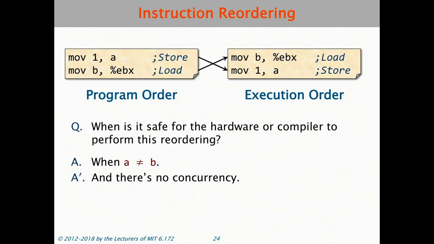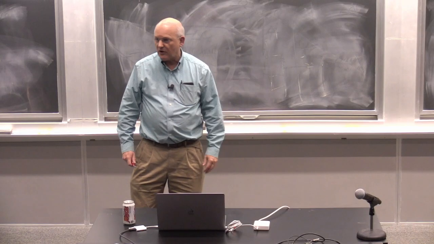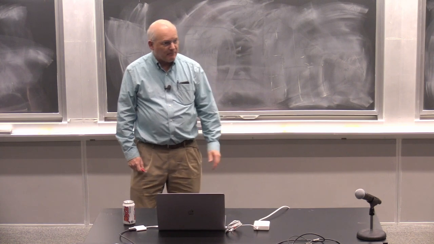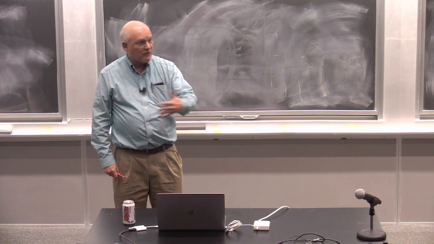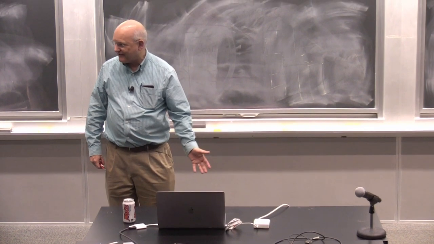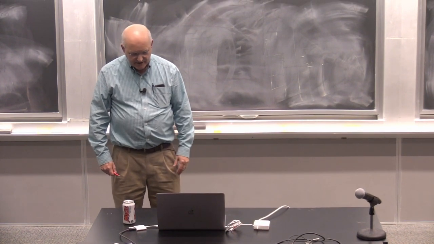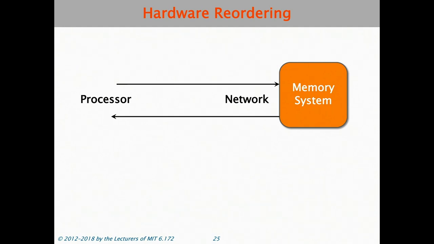So let's take a look at how the hardware does reordering so that we can understand what's going on. Because in a modern processor, there's concurrency all the time, and yet the compiler still wants to be able to cover over load latency because usually it doesn't matter. So you can view hardware as follows. You have a processor on the left edge here, and a network that connects it to the memory system, a memory bus of some kind.